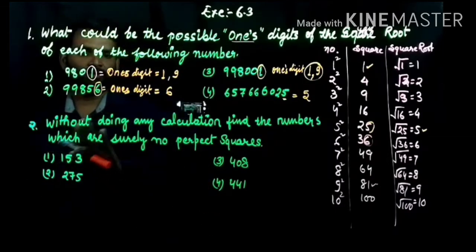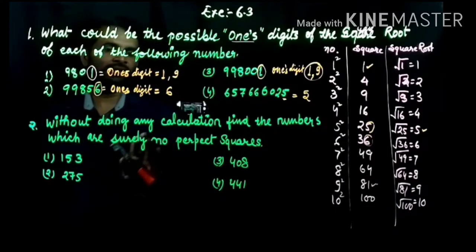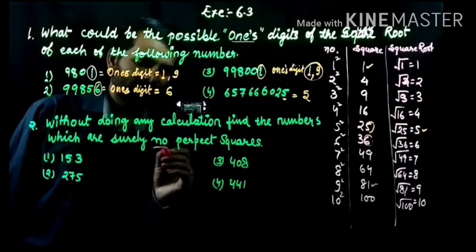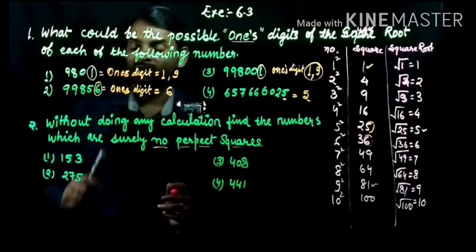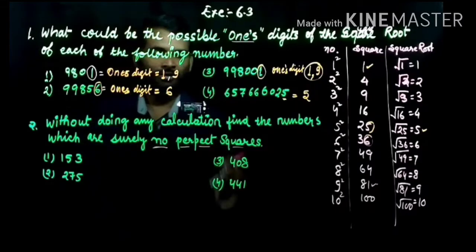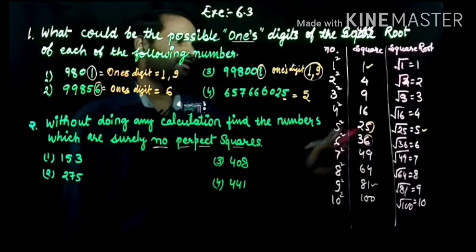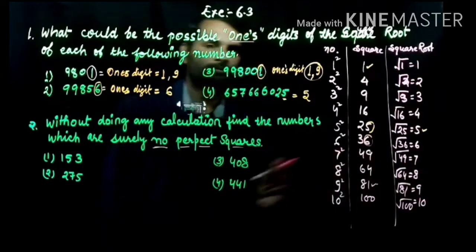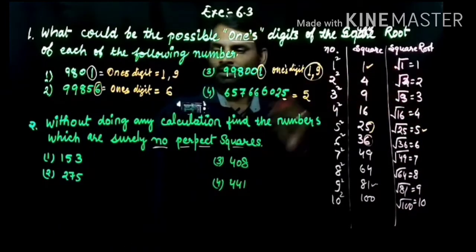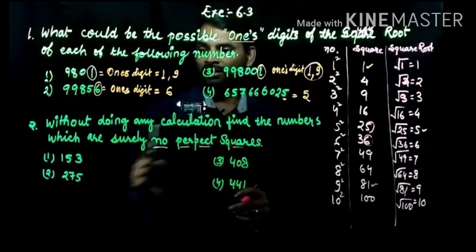Now the second question: without doing any calculation, find the numbers which are surely not perfect squares. Not perfect square is the important term. Four numbers are given, and you find which number is not a perfect square. A number is not a perfect square if its unit digit does not come in this form. So first is 3, this is a perfect square 3.